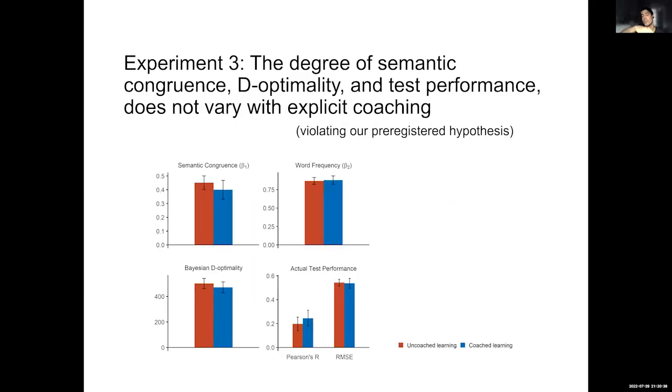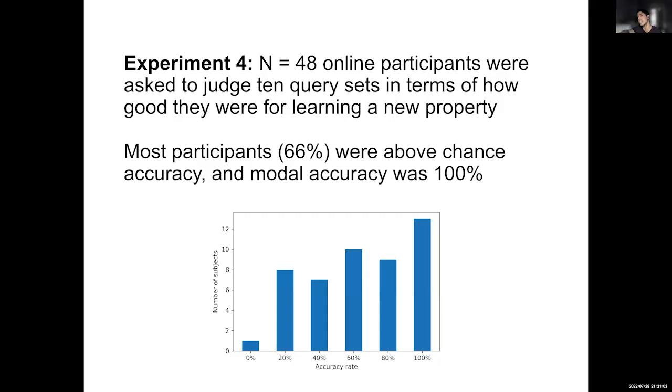And likewise, in experiment 3, we thought that telling people how to search, essentially generate sequences of dissimilar items, would improve their search strategy and improve test performance. That's what we pre-registered. Again, our hypotheses were violated. So again, what seems to be happening is people are bad at searching, and we can't really make them better searchers by giving them instructions. Now, you may be thinking, people are bad at searching. Do they even understand this task? Do they even know what an efficient query sequence is?